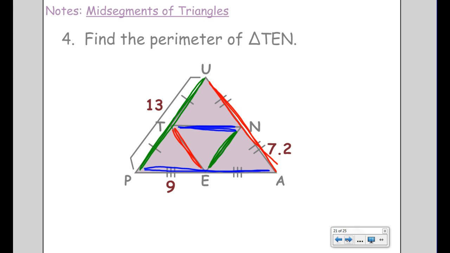So, how long is NE, John? How long is NE? Find the base and cut it in half. Find its matching base, 13, and cut it in half. It's going to be a decimal. 6.5. NE is 6.5. We found the base that's parallel. It's 13, and we cut it in half. 6.5.